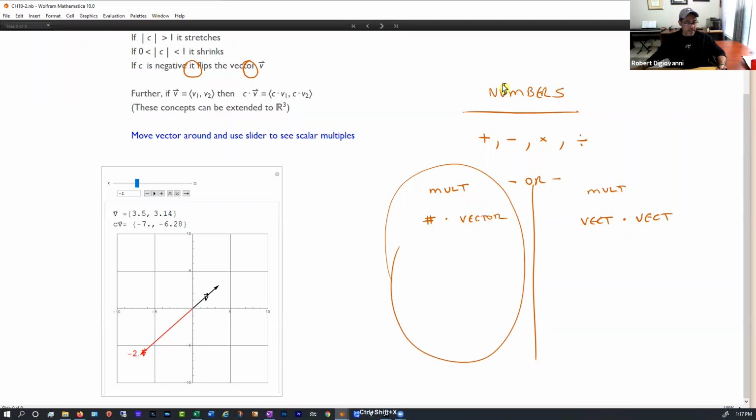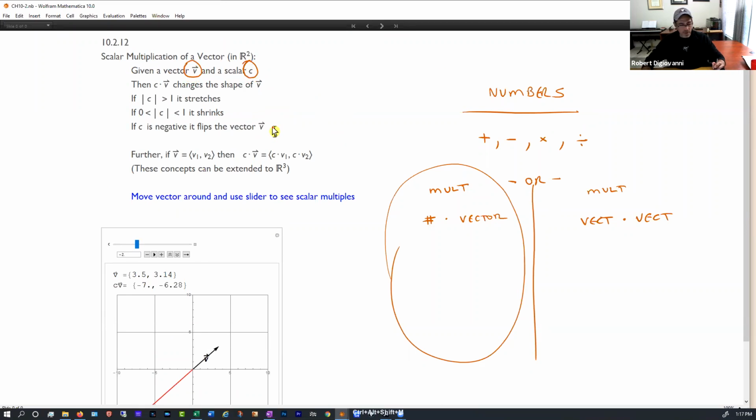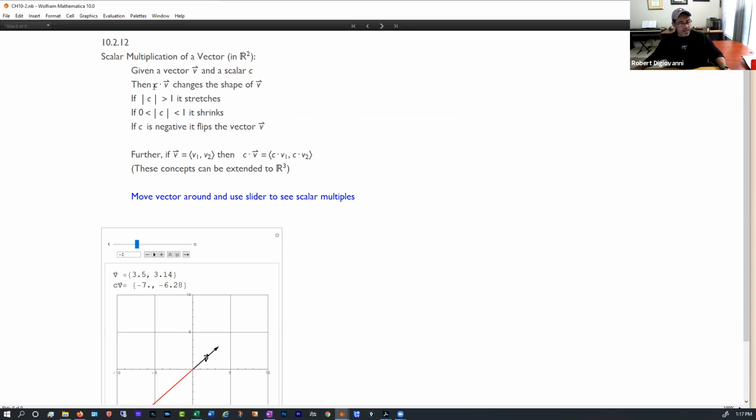And that's what this is saying here. Let me clear this all out. It says, if you take c times v, then if the absolute value of c is bigger than 1, it's going to stretch it. If the absolute value of c is between 0 and 1, like a fraction, like 1/2, it's going to shrink it. And if c is negative, it flips the vector completely over.